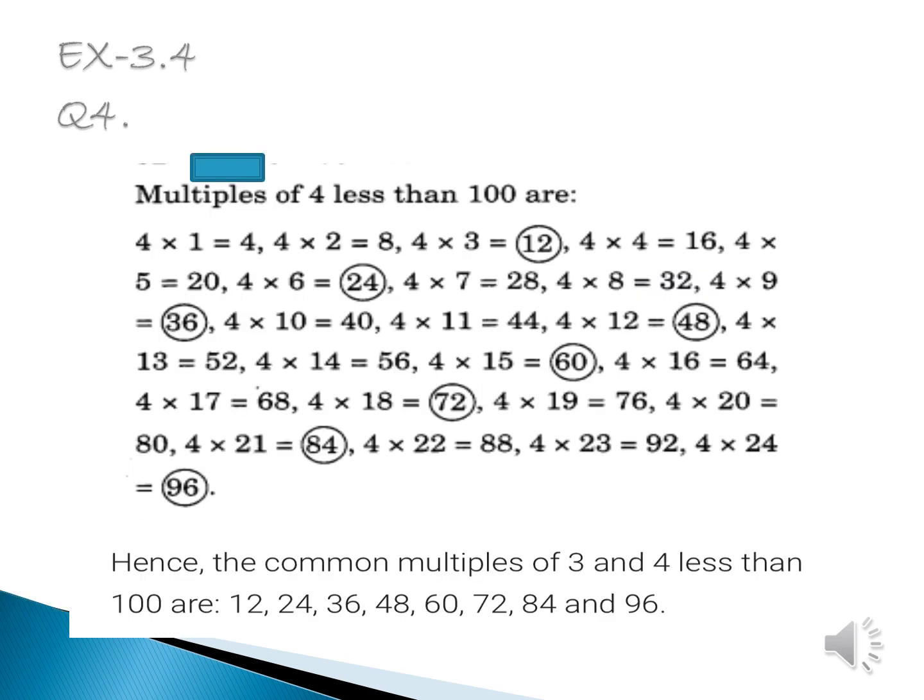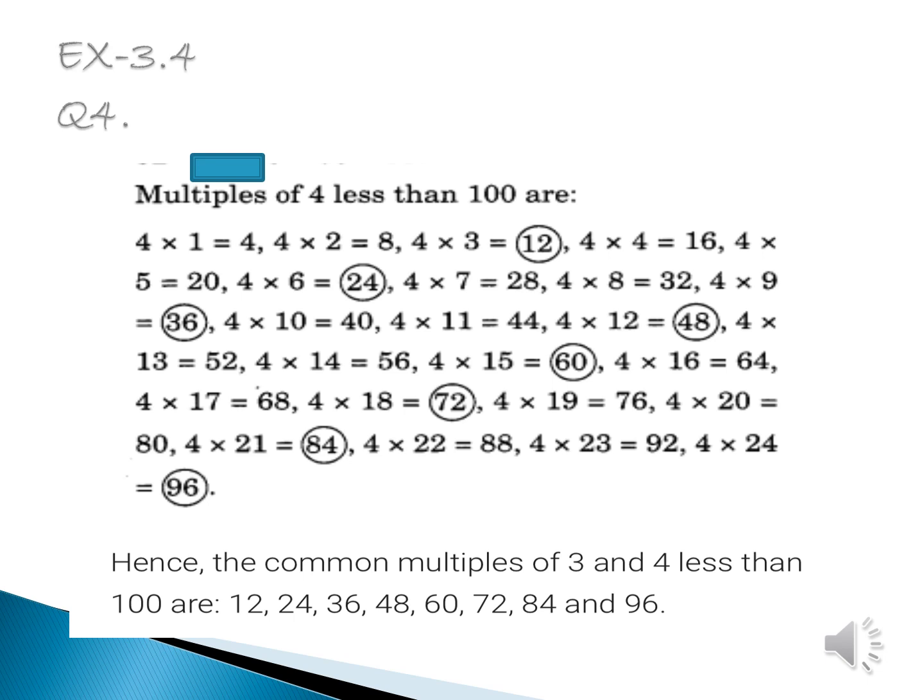So here are the multiples of 4 less than 100. So we started from 4 1s are 4, proceed further, 4 2s are 8, and I reached till 4 into 24 as 96. So if I write down 4 into 25, I will reach 100. So I have to write down the multiples less than 100. So the last multiple is 96.